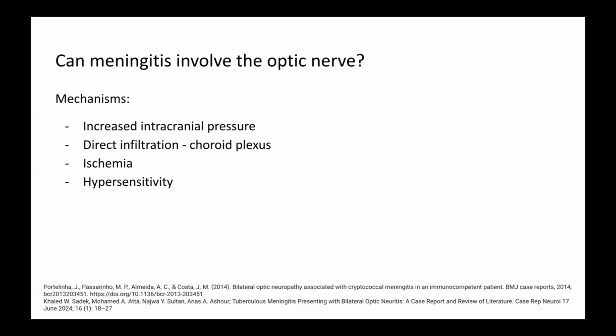And in general, meningitis can be very inflammatory. Also direct infiltration through the corneal plexus or hematogenous infiltration, and ischemia as well, because some organisms can cause vasculopathy, such as herpes, such as tuberculosis, which can lead to ischemic neuropathy. And also hypersensitivity to some medications, such as ethambutol, for example, for tuberculosis, can cause optic nerve injury.